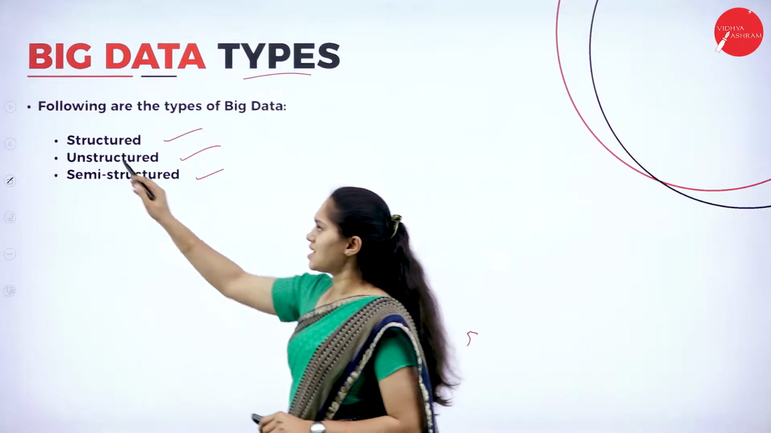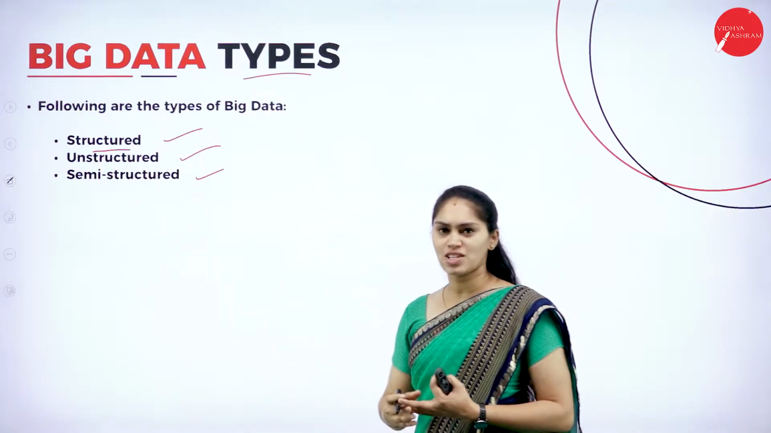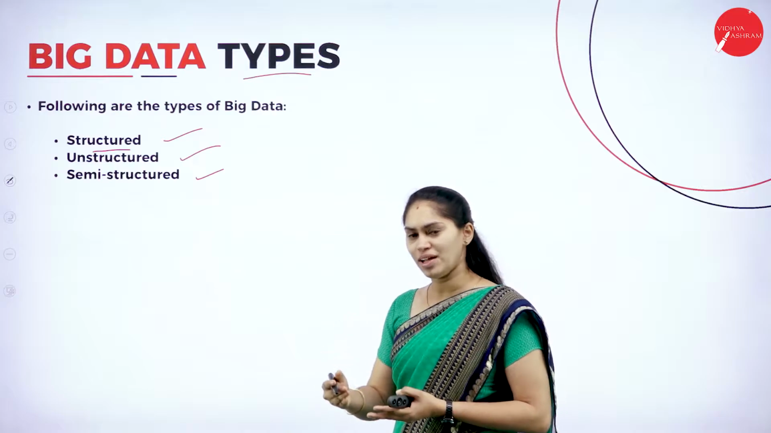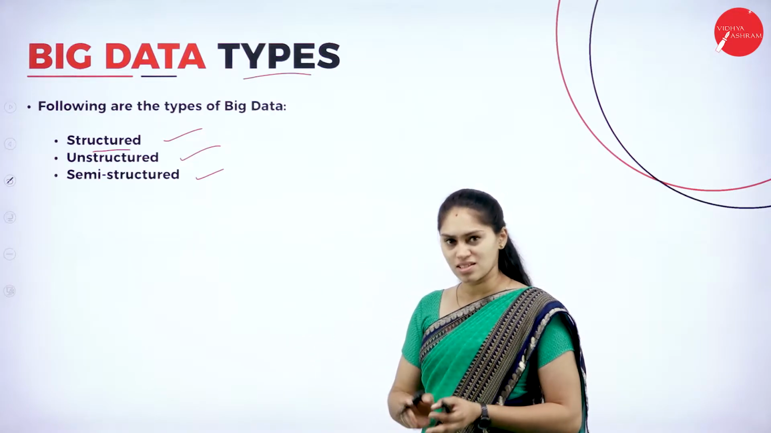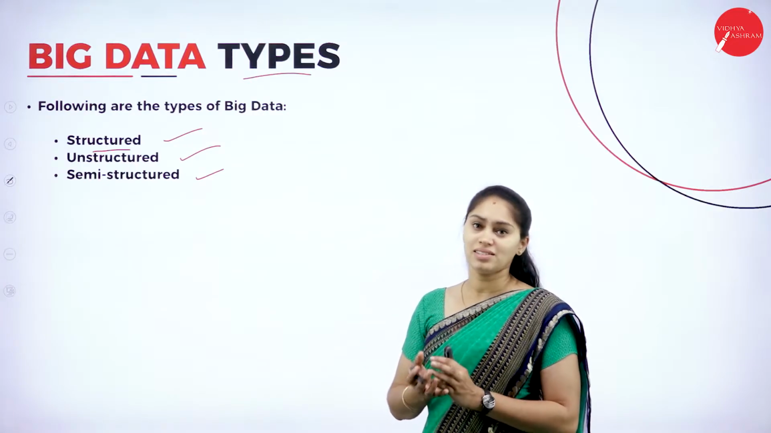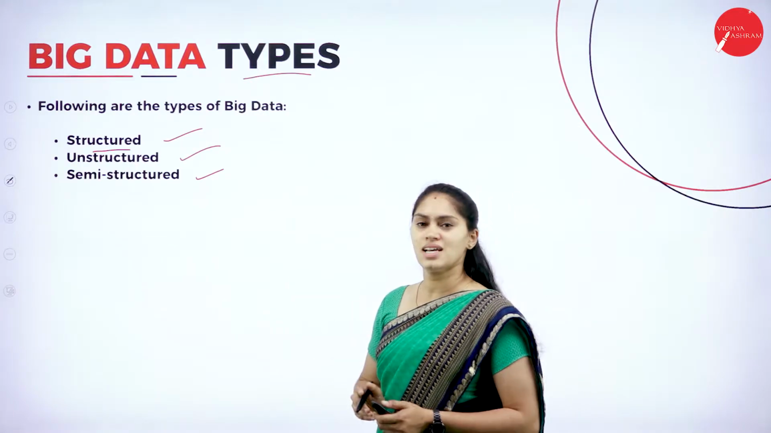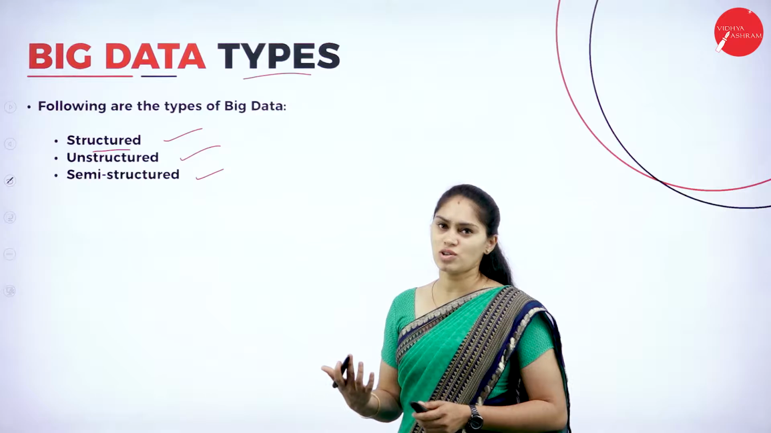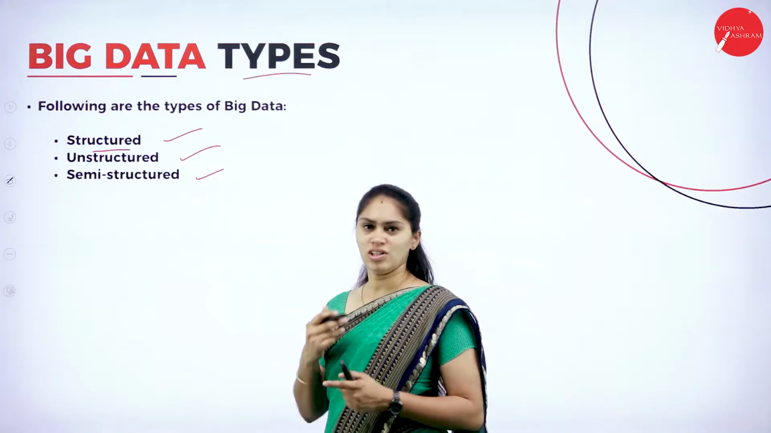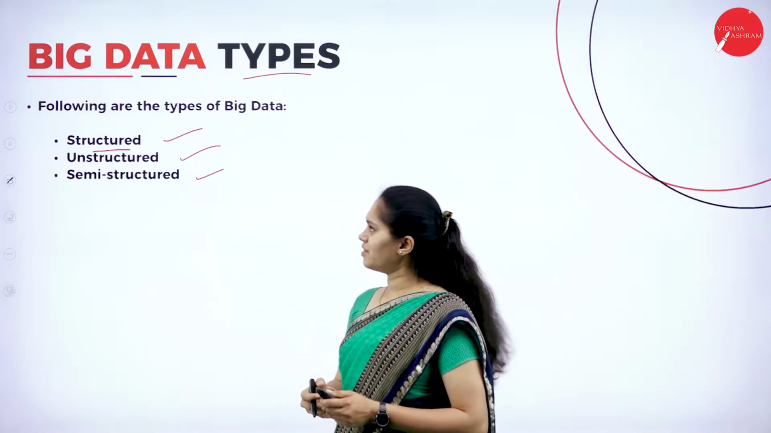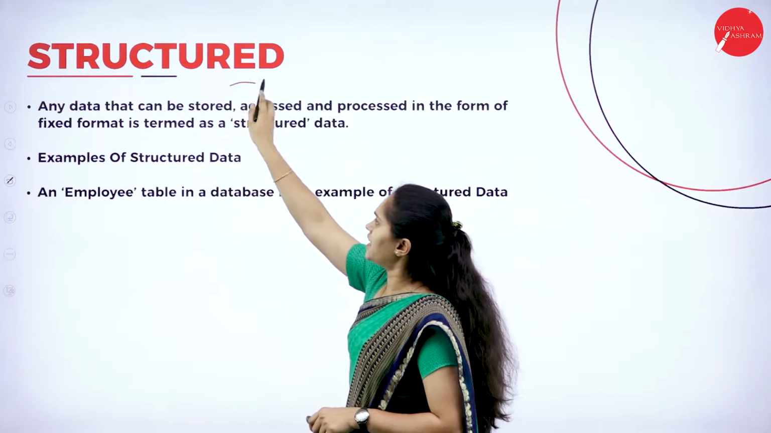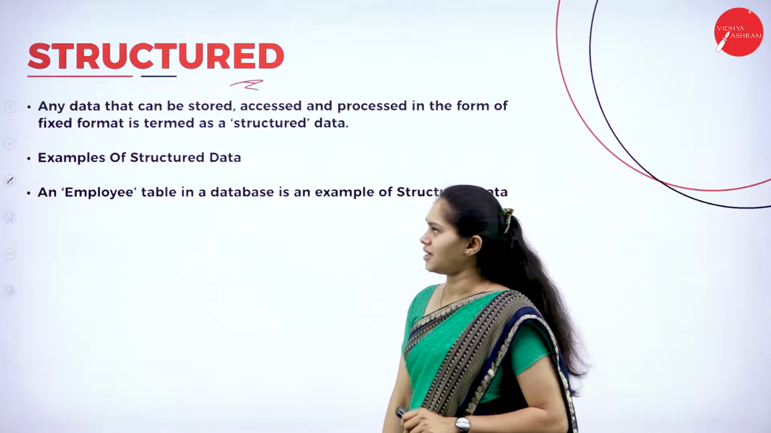As the name indicates, structured is a collection of large amount of data. If it is following some methodology, or some rules and regulations, or some procedures in order to have that kind of data, it will be termed as structured. Unstructured, there is no structure for the data. Semi-structured could be a combination of unstructured as well as structured. We'll see the first type, that is related to structured data.